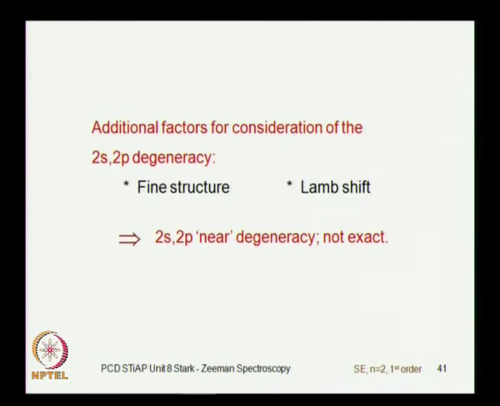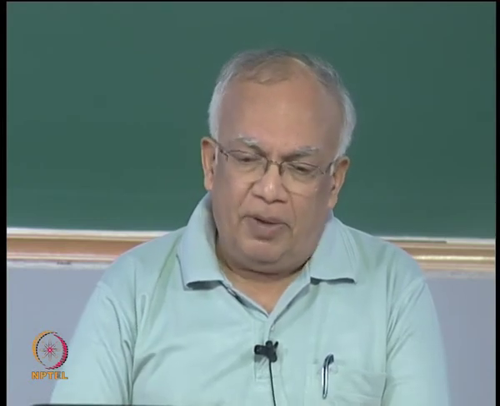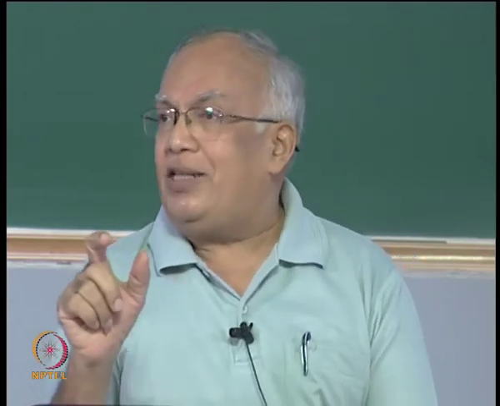Now, of course, we have made some approximations. There are some additional factors to be considered. You have to consider the fine structure, you have to consider the Lamb shift, and there will be some corrections due to that. As a result of these, 2s and 2p are near degenerate, and 2p has additional splitting, which is a spin orbit splitting. So, there are some additional details to be plugged in, and there are other interesting consequences of the mixing of the 2s and 2p states.